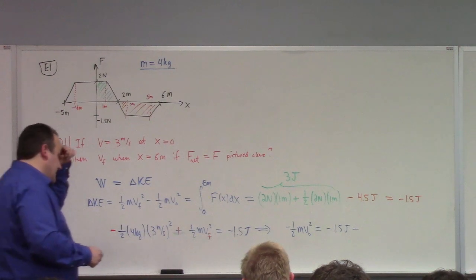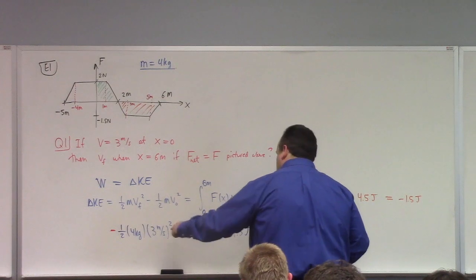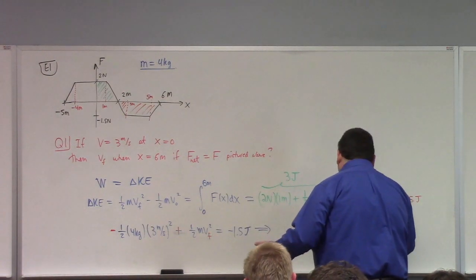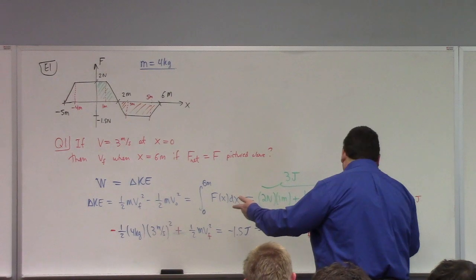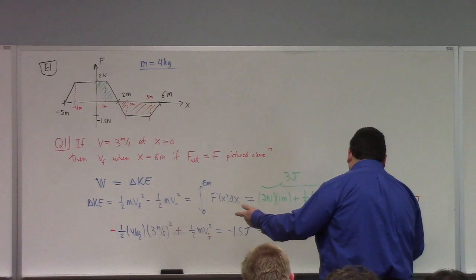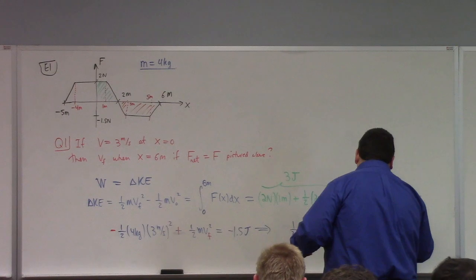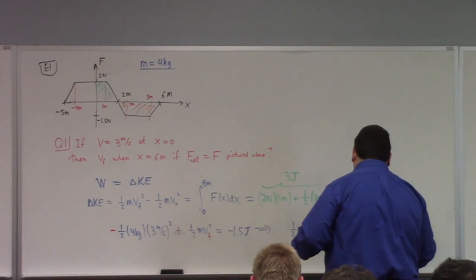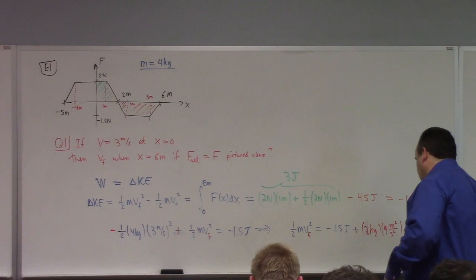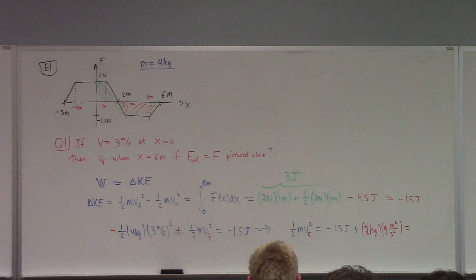So this gives me 1/2 mvf squared. Sorry, guys. Equals minus 1.5 plus, hopefully this wins, 1/2 times 2 kilograms times, apparently, 9 meters squared per second squared. Well, hooray. It's going to be okay. We're going to get a positive kinetic energy. You can have negative potential energy. That's okay. Negative kinetic energy, on the other hand, not okay.